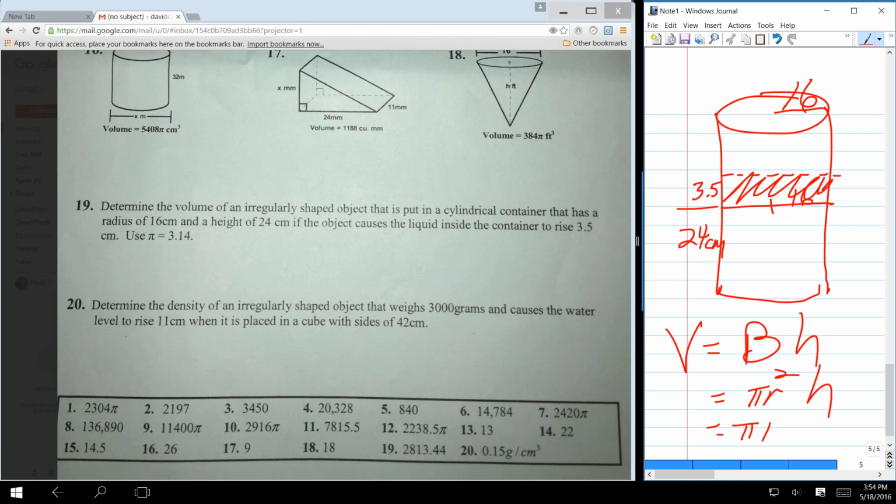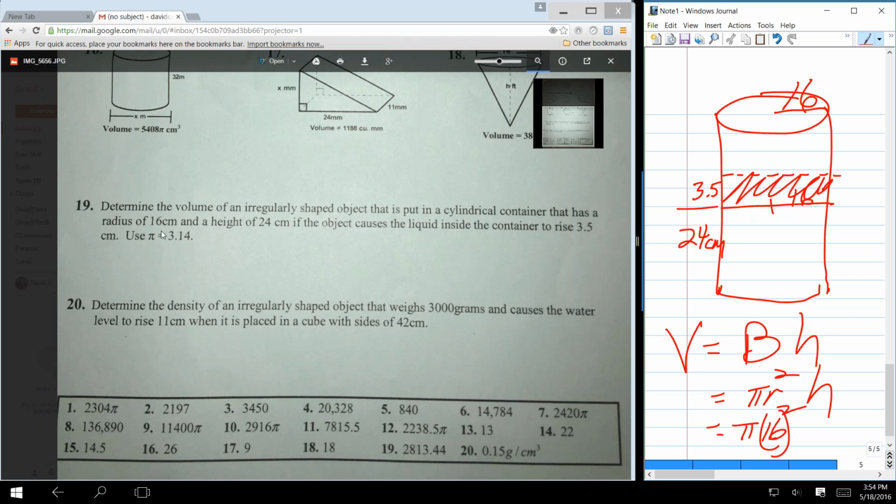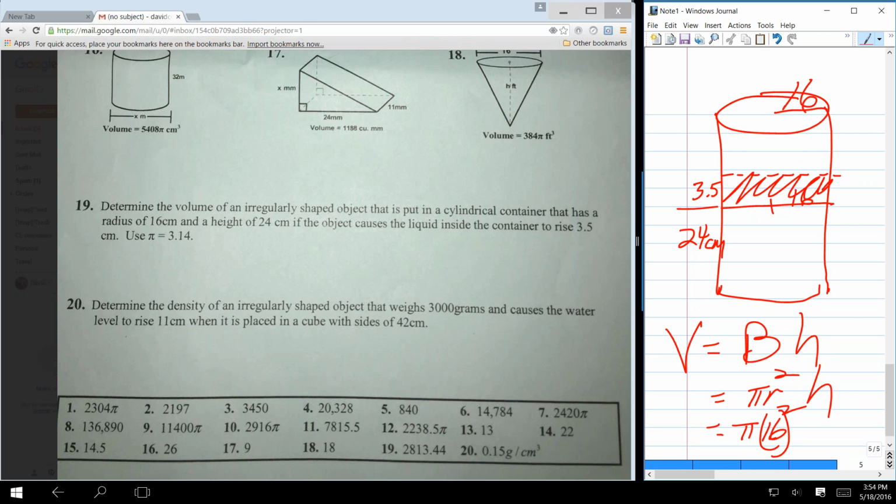Well, r is 16. Well, r is not, it's 8. Did I read it wrong? It has a radius of 16. I thought the diameter was 16. No, the radius is 16. Question is, what is h? Well, if we multiply 16 squared times 3.14, and then... But what is h? H is 3.5. Why is h 3.5? Because that's the height that it caused the water to rise.